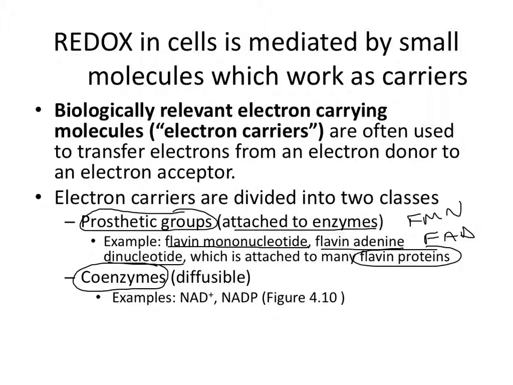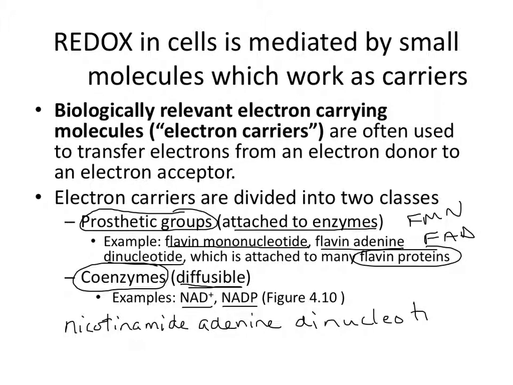The other class of electron carrier are the coenzymes. These are diffusible, so these are molecules that are not typically found permanently attached to proteins or other cell structures. Examples there are NAD+ and NADP. So NAD stands for nicotinamide adenine dinucleotide, NADP, its cousin, nicotinamide adenine dinucleotide phosphate. Shown here are the oxidized forms of both of those coenzymes.